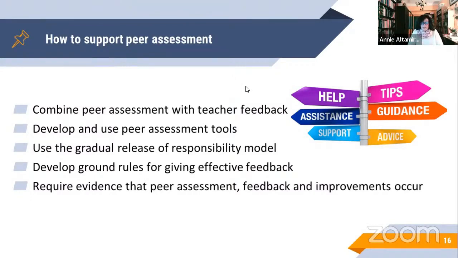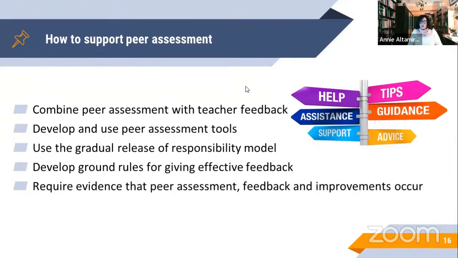Develop and use peer assessment tools, templates, checklists, rubrics. Use the gradual release of responsibility model. Yes, that is, first you model, then there is guided instruction, shared practice where both you and the students make assessment and give feedback, and then independent practice.